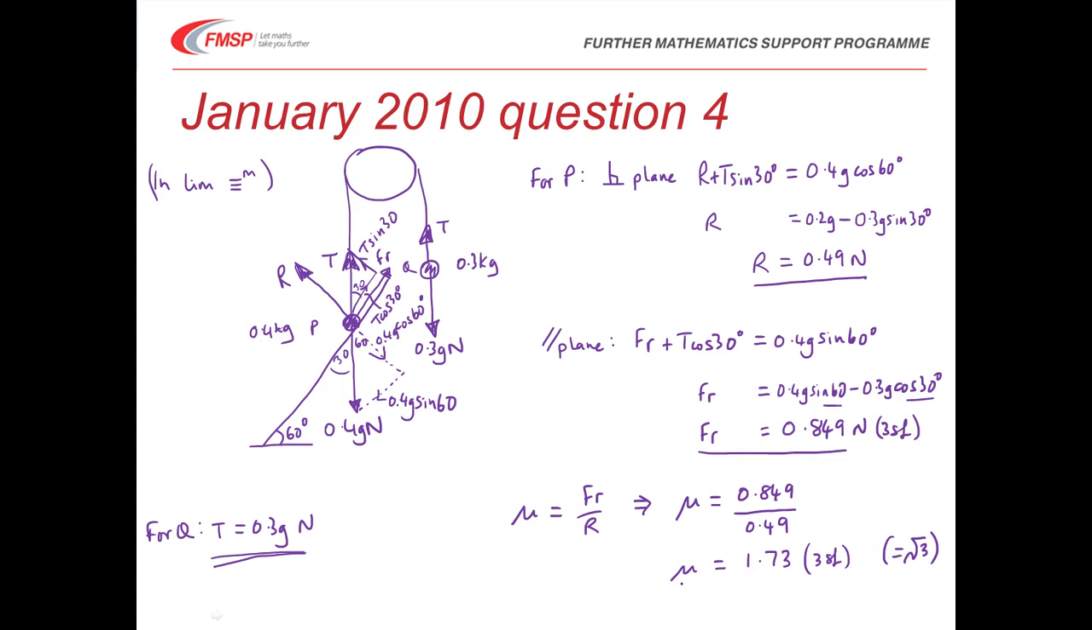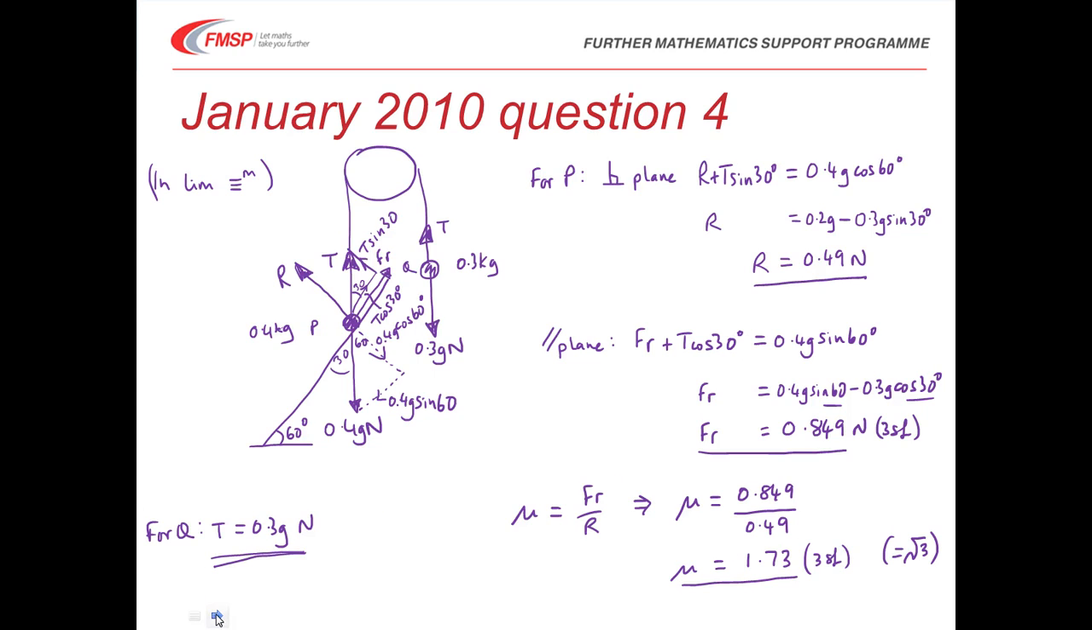Second reason it's possibly surprising is you might think that's rather a large value of mu, because most of the time we see mu between 0 and 1. So I had a quick look on the internet, and in fact the coefficient of friction for rubber on steel is 1.6. So this coefficient of friction is greater than that. I'm not quite sure what that tells us about the particle P in the plane, but certainly it's a pretty big coefficient of friction.